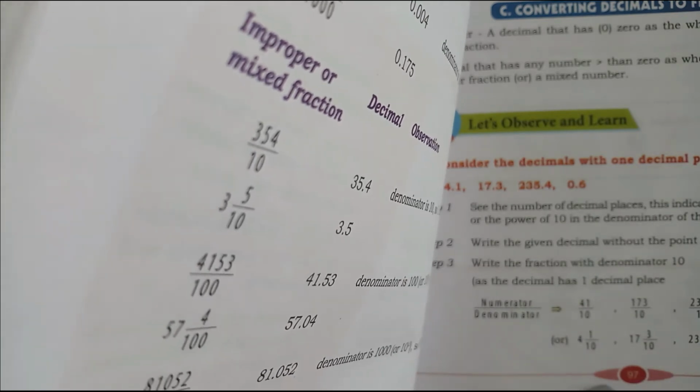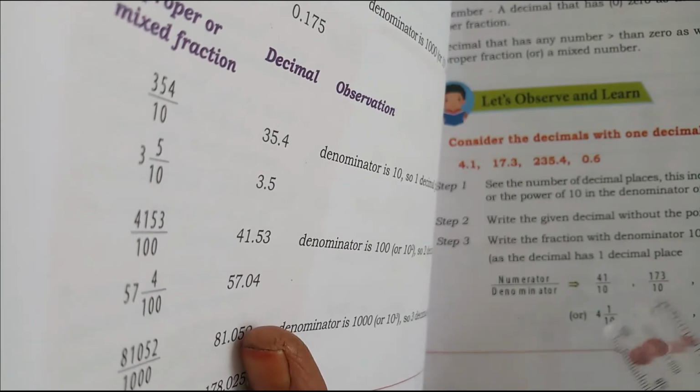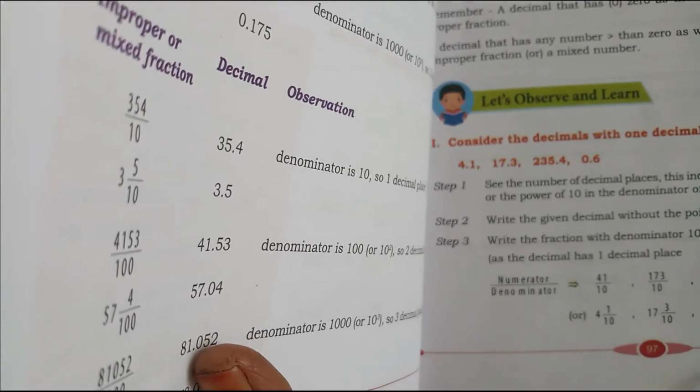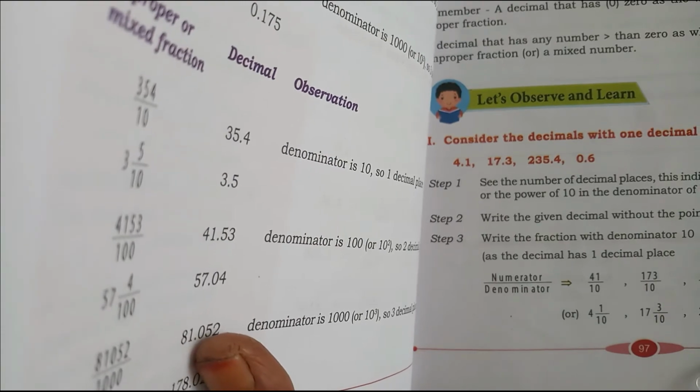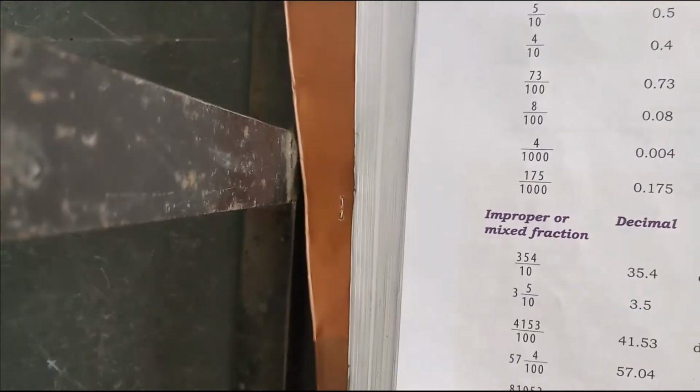Or we can also write it as a mixed fraction, that is a little bit lengthy, like 4 1 by 10, 17 3 by 10, 235 4 by 10 and 6 by 10. Now move to the next page.